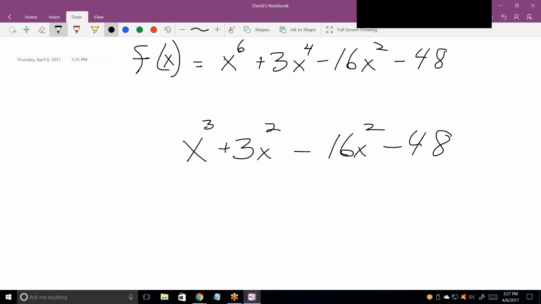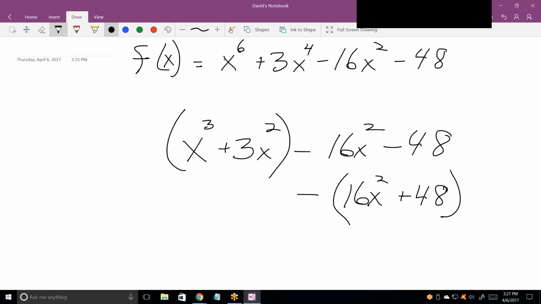On the bottom one, I'm going to put parentheses around the first two terms, and I'm going to put parentheses around the second two terms. But notice when I put the parentheses around the second two terms, I've got to change the sign of the 48, otherwise I change the expression. So that's what it looks like at this point.